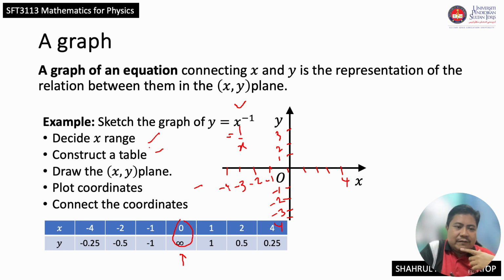Okay, so let's look for the first, minus 4, here. I take another color. So minus 4 gives minus 0.25, so it's here, I guess. And then minus 2 is minus 0.5, a little bit up. Minus 1 is here, and we don't know what happened at 0. And then 1 is 1. So 2 is 0.5, here.